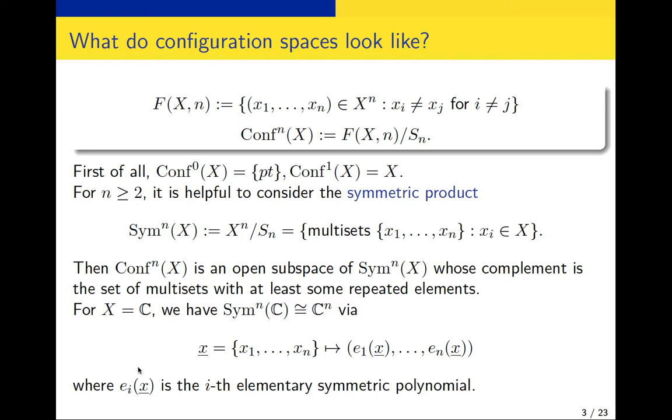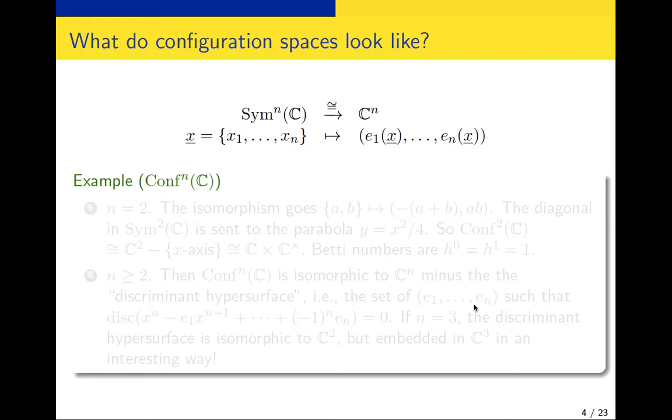When X is C, this will give a special case where we have good visualization because we have Sym^n(C) is isomorphic to C to the power n via the fundamental theorem of algebra, because here the map is basically you will go from the set of roots of a polynomial to the coefficients of a polynomial, and they are given by the elementary symmetric polynomials. And using this identification, we can move everything from Sym^n to C to the power n, so we can view Conf_n(C) as an open subset of C^n. And we only need to figure out what the complement is.